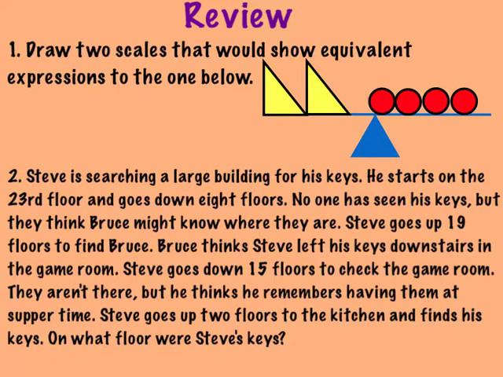Bruce thinks Steve left his keys downstairs in the game room. Steve goes down 15 floors to check the game room. They aren't there, but he thinks he remembers having them at supper time. Steve goes up 2 floors to the kitchen and finds his keys. On what floor were Steve's keys? Whew, lots of reading, but again, most of it's not important. So pause the video here, do the review, and then come back, please.